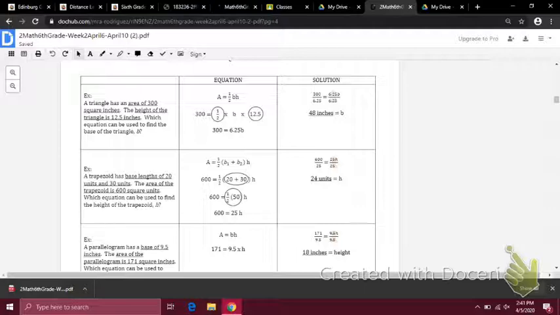Okay, so the first thing is, here is the formula. For the triangle, area equals 1/2 times the base times the height. Then what they did is they started substituting. So instead of the A, we know the value for the area is 300. So they put 300 equals, they brought down the half, times the base times the height. Okay. Now notice that the 1/2 and the 12.5 are circled.